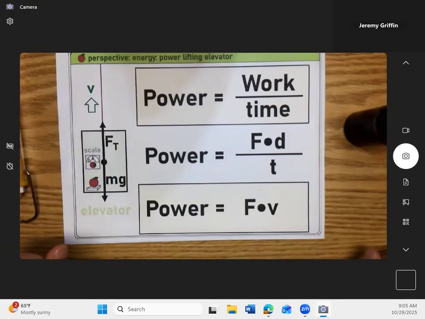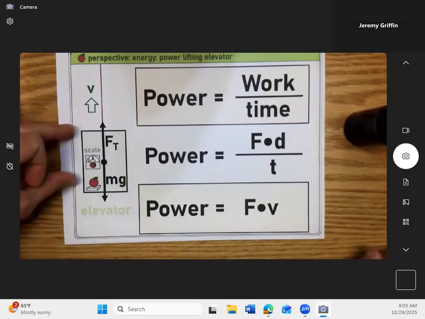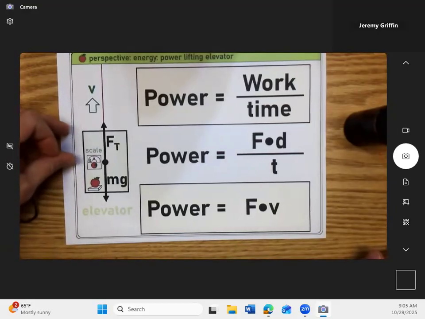Right. 25,030. Yeah. Now, in this case, guys, do I have this elevator being pulled up at constant velocity? Is this going constant velocity? Yes. How do you know?